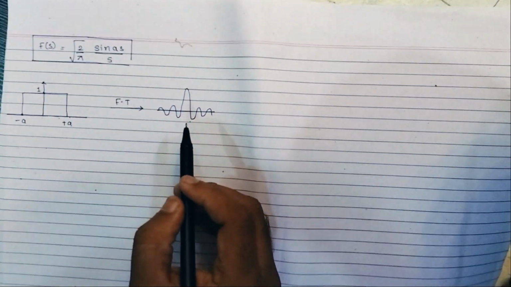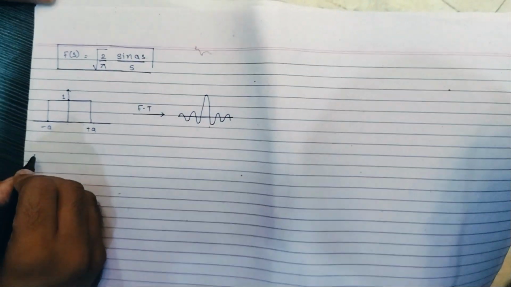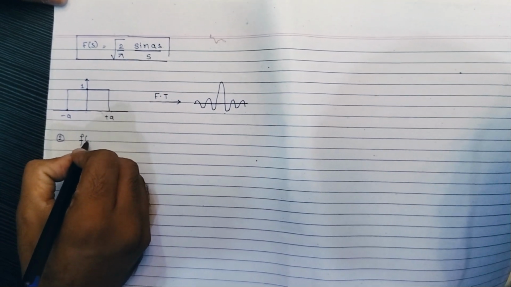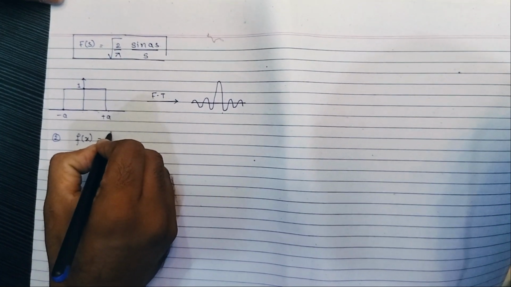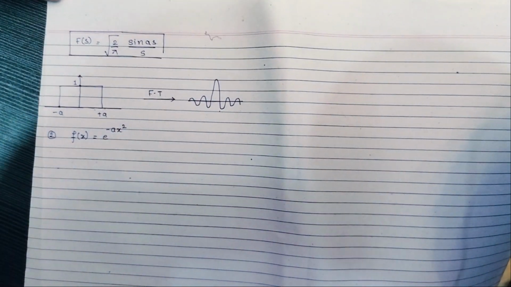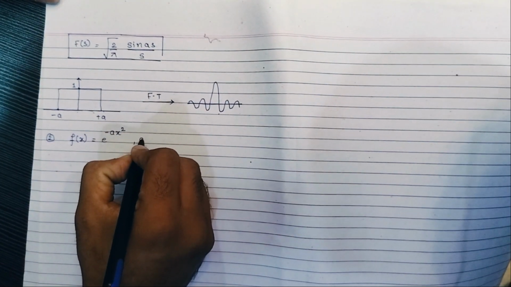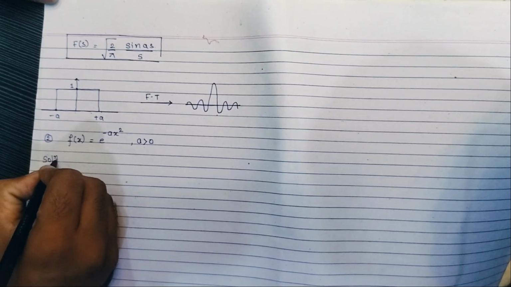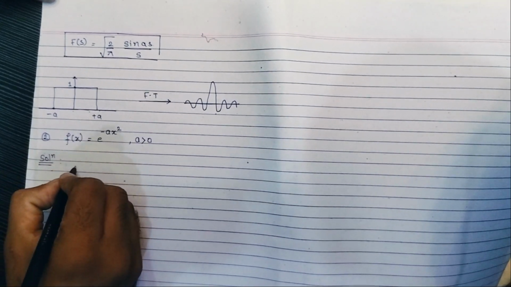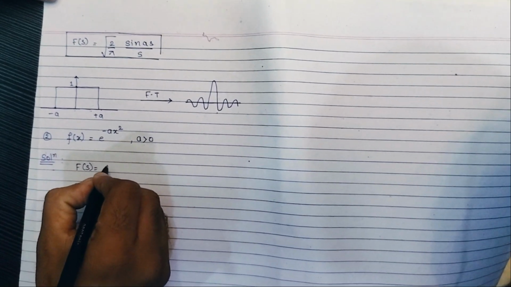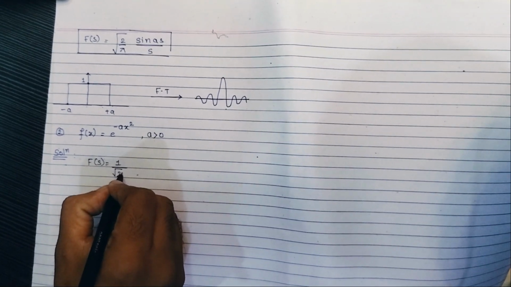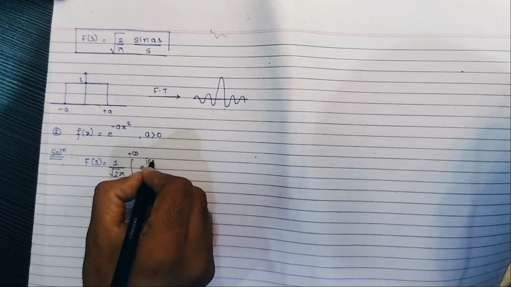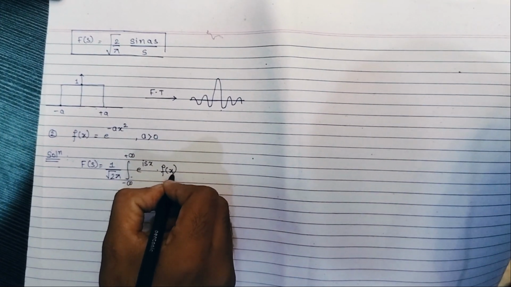So if we try to analyze this for another function, let us say we consider a second function where we take f of x equal to e to the power minus ax square, which is like a Gaussian function where a is greater than 0. Let us try to solve this function again with respect to Fourier transform. We have F of s equal to 1 upon under root of 2 pi, integral from minus infinity to plus infinity of e to the power isx into f of x dx.